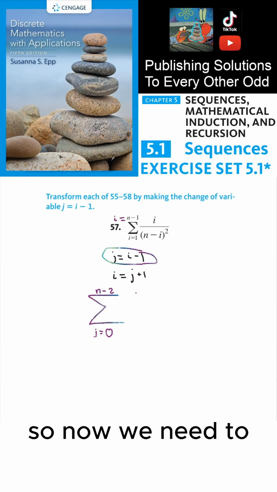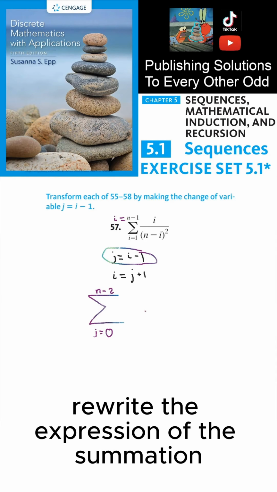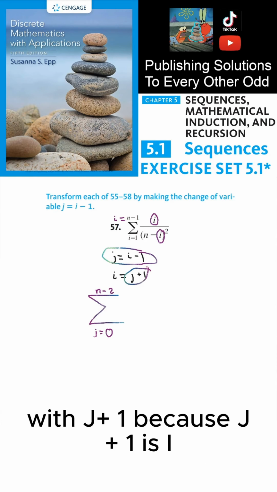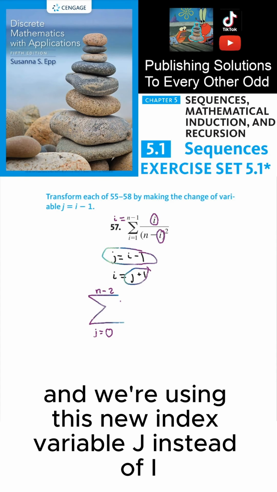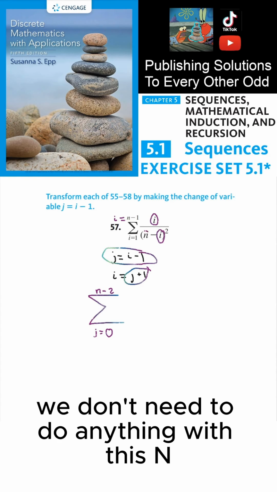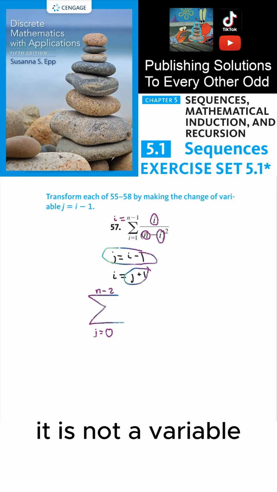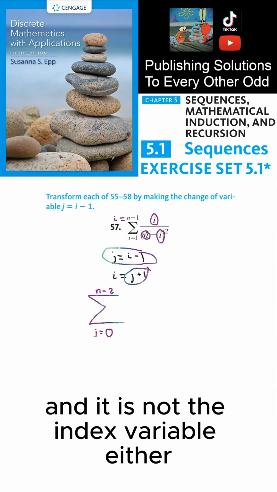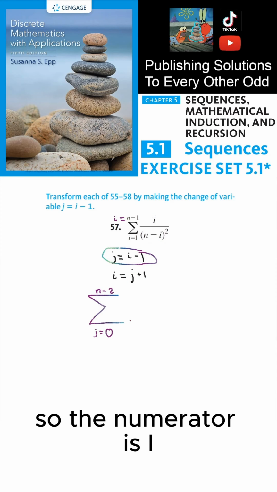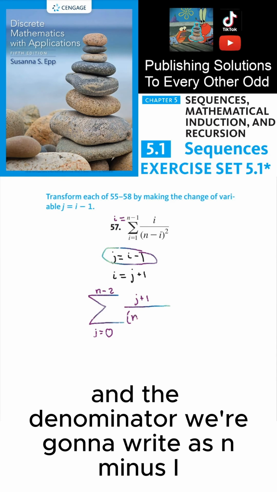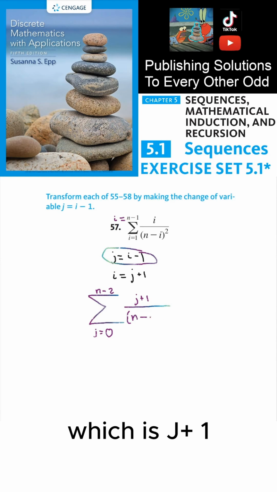So now we need to rewrite the expression of the summation, and we need to replace all of these index variable i's with j plus 1, because j plus 1 is i, and we're using this new index variable j instead of i. We don't need to do anything with this n because this is just a fixed arbitrary constant. It is not a variable, and it is not the index variable either. So the numerator is i, which we're going to replace with j plus 1. And the denominator we're going to write as n minus i, which is n minus (j plus 1).